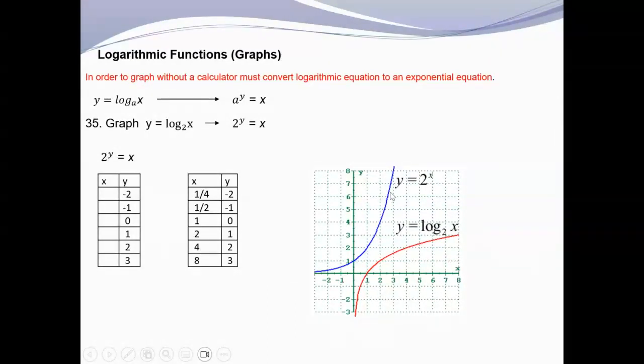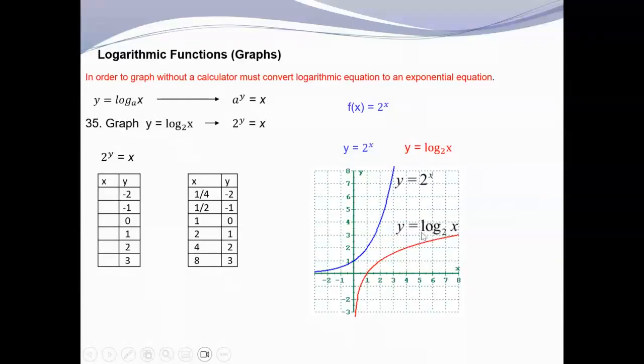Now, the one in blue is called the exponential graph. The one in red is my logarithmic graph. These two are called inverses of each other, but we don't cover inverses in 1324. We do them in 1314 and in the majors that are going towards math or engineering, but not in this class. But these are called inverses of each other.